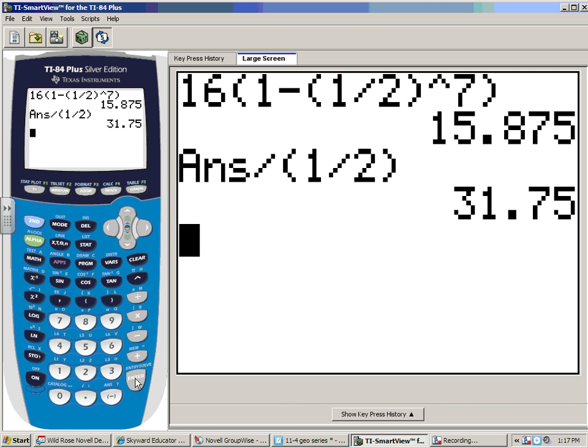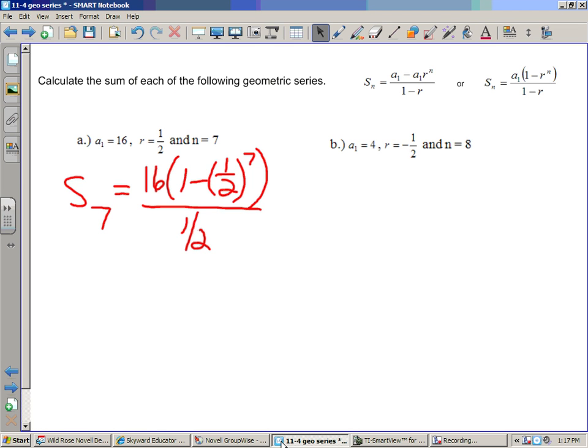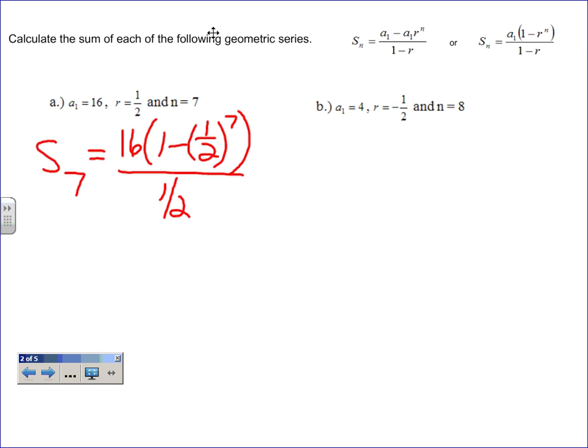So realize again that on this one, we could have just written out all the terms and added them up. But I just want to show you how to use the formula. So what do you suppose a very common mistake is on the second example? Well, A1 being 4, do you think that's a problem? N being 8, do you think that's a problem? R being negative? People mess up a lot.